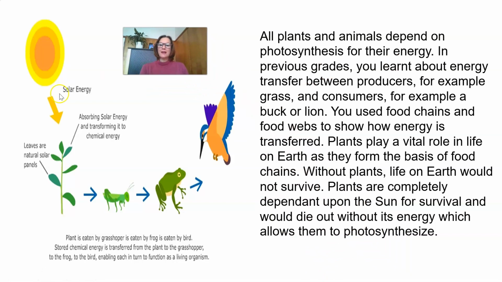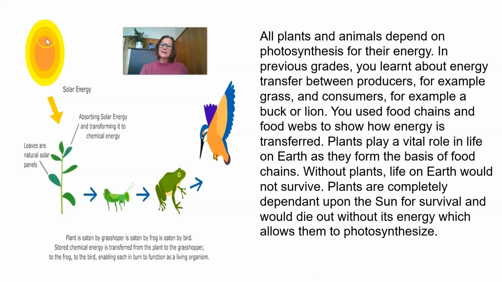So let's take a look at the food chain over here. All plants and animals depend on photosynthesis for their energy. In previous grades, you learned about energy transfer between producers, for example, grass, and consumers, for example, a buck or a lion. You used food chains and food webs to show how energy is transferred. And you know that plants play a vital role in life on Earth. Without them, life on Earth would not survive. They are completely dependent upon the sun for survival, and without its energy, plants cannot synthesize food.